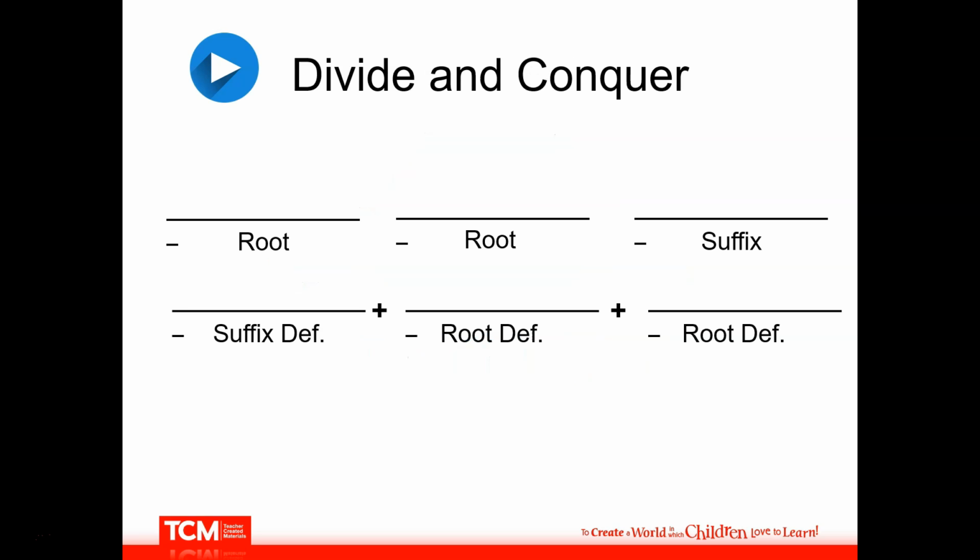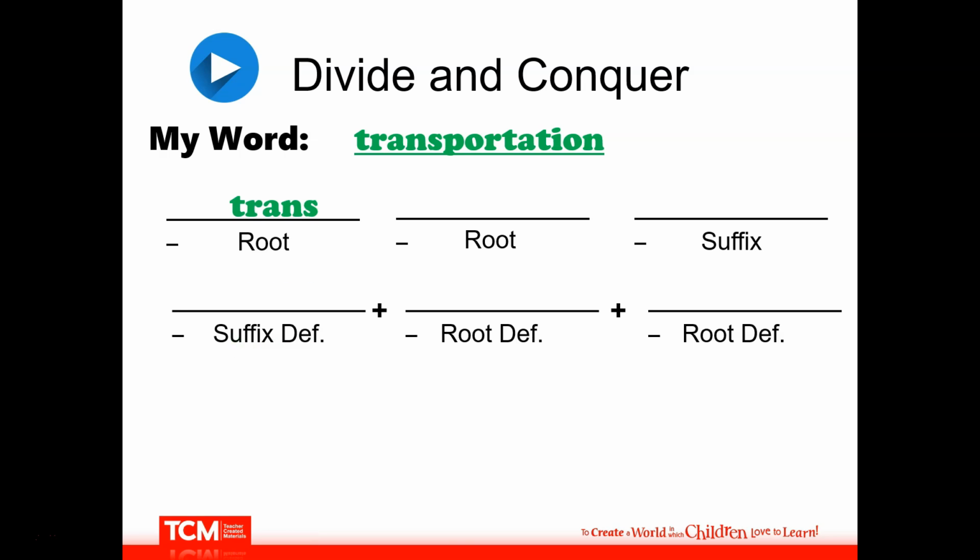Now let's go to a different way to look at this, by using a strategy within divide and conquer called word math. I'll show you how this works. If we take a word that's pretty familiar as our model, transportation, and we break transportation up into its parts, we get transport and then the suffix ation.